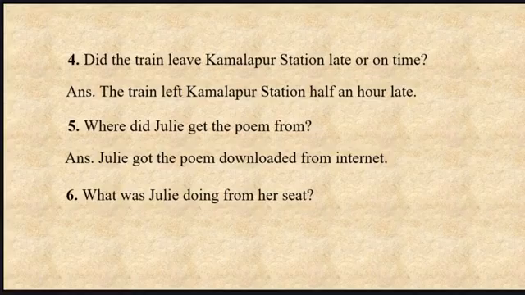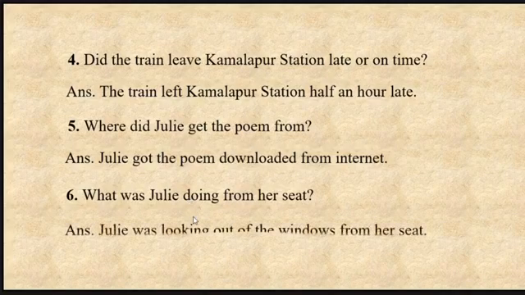Now we have come to our last question, that is question number 6. What was Julie doing from her seat? Can anyone say? What was she doing? Yes, this is easy. She was looking out of the window, and she was looking out of the windows from her seat.